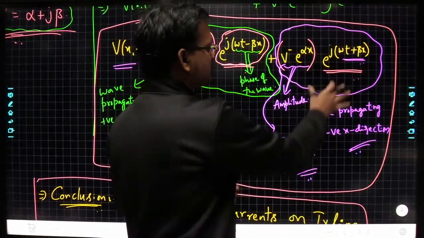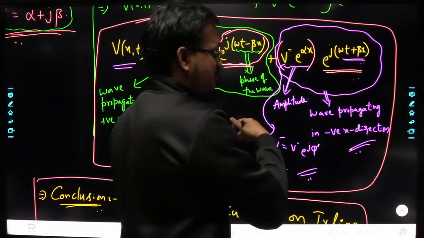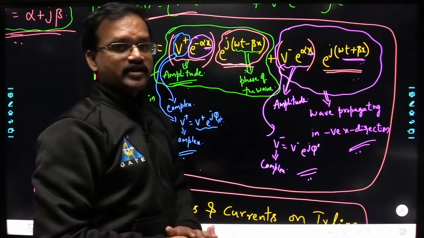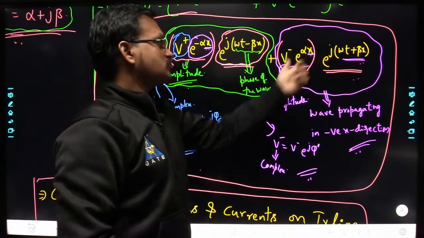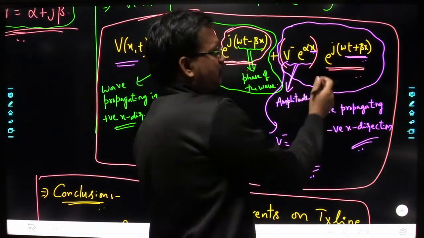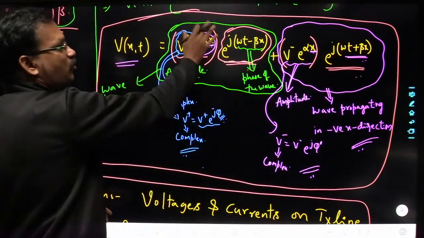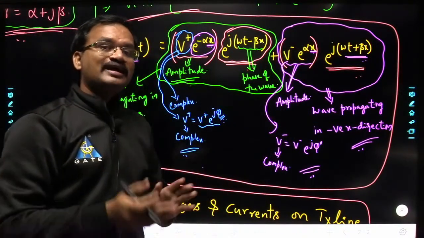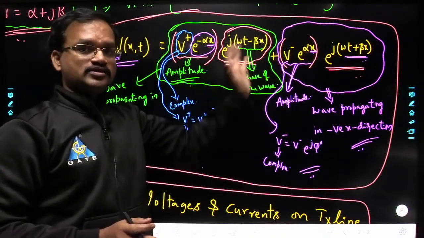Next, if you observe this wave here, it represents a wave propagating in the negative x direction. So this x must be a negative value. Yes or no? That means x is nothing but a negative value, and alpha is some positive constant. So this also represents a decaying amplitude of the wave propagating in the negative x direction. Understood? So V plus e power minus alpha x, and V minus into e power alpha x, represent amplitudes that decay as the wave propagates along the positive x direction, and along the negative x direction respectively. Understood?